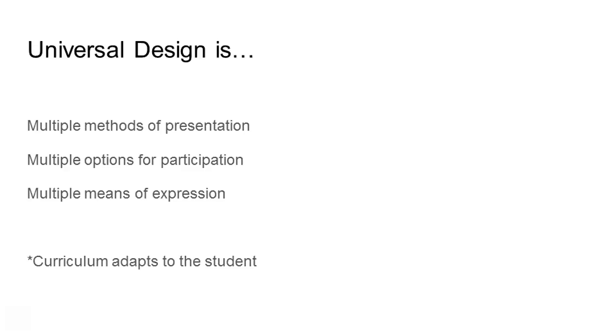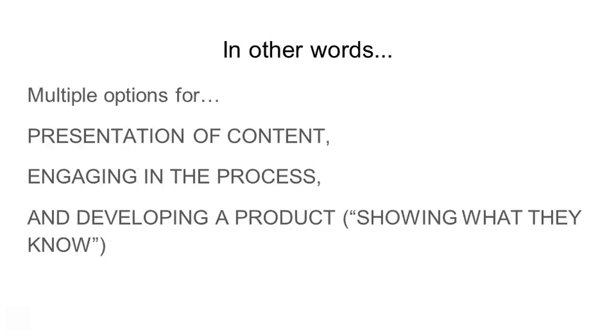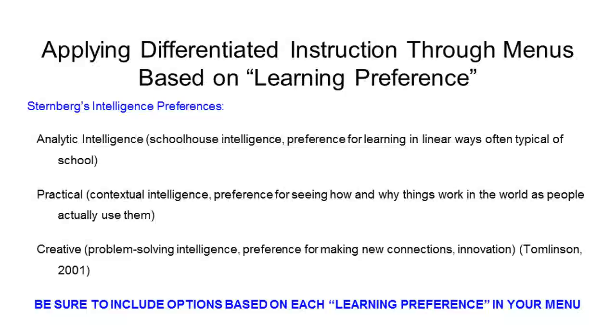Am I providing multiple ways to present the information? Am I providing multiple ways for the students to engage in the content? And am I providing multiple means of expression, or some people call it product or assessment, but it's those three ideas or pathways that I want you to keep in mind as we move forward. Again, just showing it a little bit of a different way, multiple options for presentation of content, engaging in the process, and developing a product.